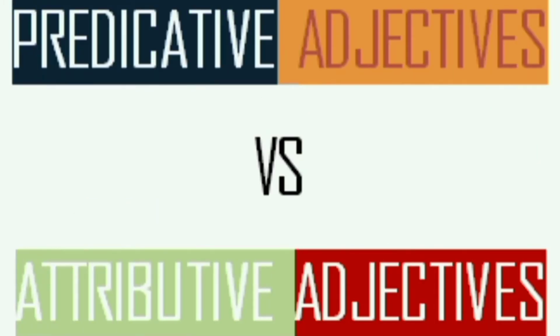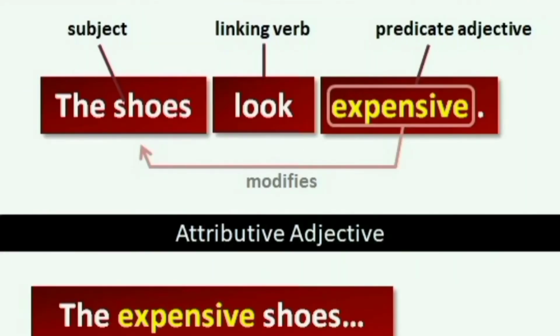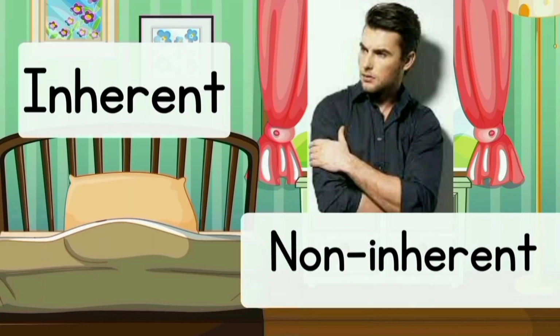I told you earlier that we'll talk about predicative adjectives and attributive adjectives. Predicative adjectives are adjectives that come after the verb. They act as subject complements, whereas attributive adjectives act as premodifiers. They come before the noun that they modify. For example, if I say the book is expensive, I'm talking about predicative. If I say the expensive book, it is attributive.